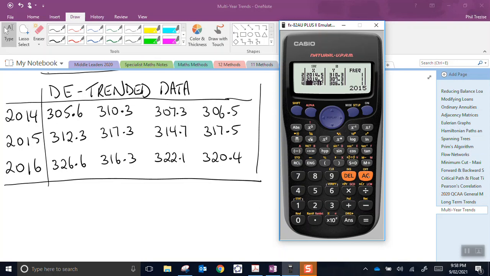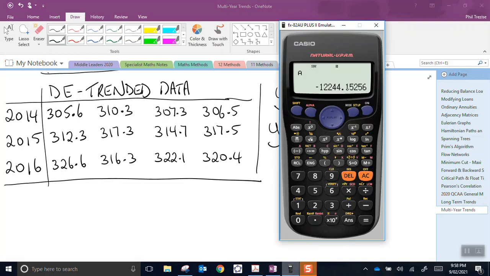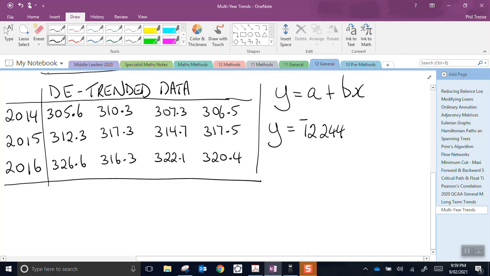Now, remember, from this data table, we hit all clear, then shift, stats, 5 for regression. A and B are the numbers we need. So A is from number 1. I have negative 12,244. Let me just put that down. So I have Y equals A plus B times X. So my value was negative 12,244. I think that's what it was, yes. Now we'll do B: shift, stats, 5, 2. And it's 6.23, I'll round to 6.231. Plus 6.231 times X. There's my formula that is going to model the trend in this data.